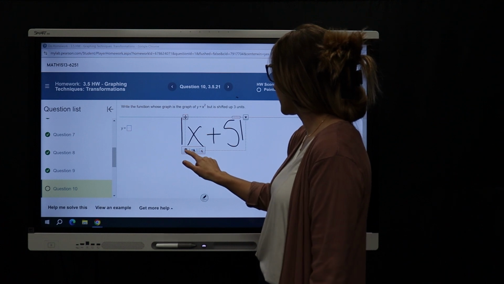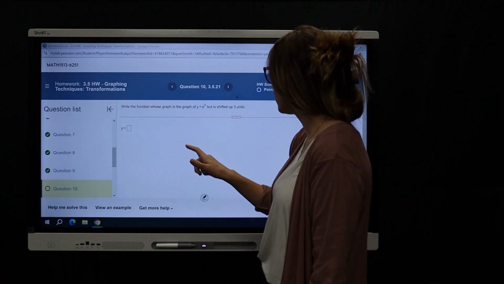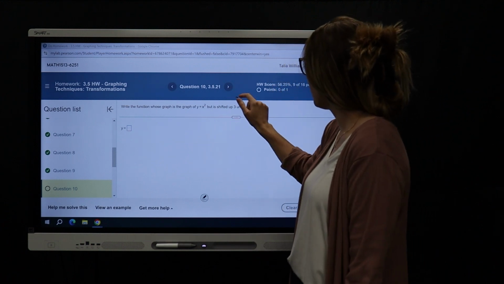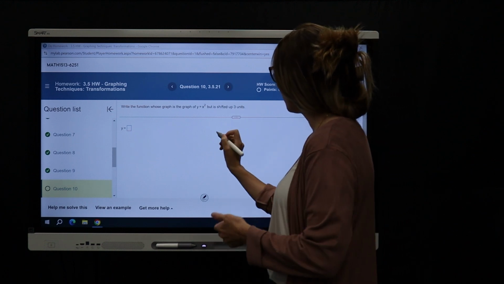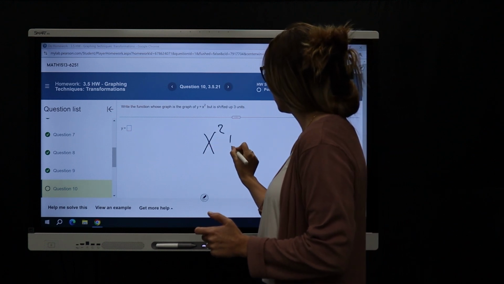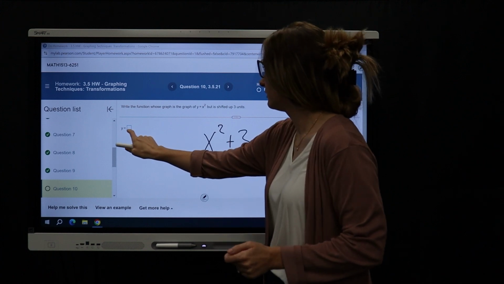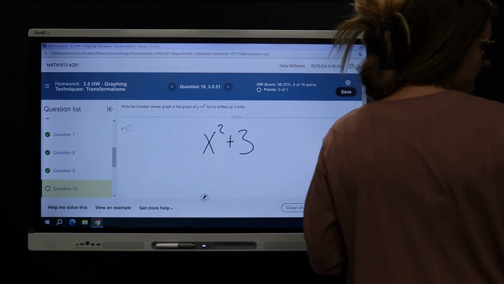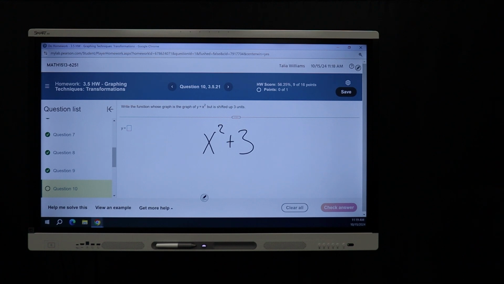Write the function whose graph is the graph of y equals x squared, but is shifted up 3 units. So up and down go on the outside. So we're going to have x squared plus 3.